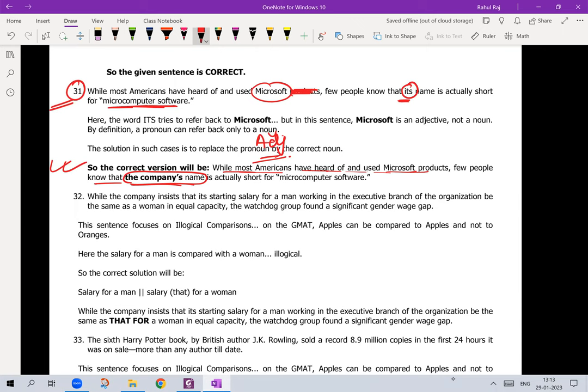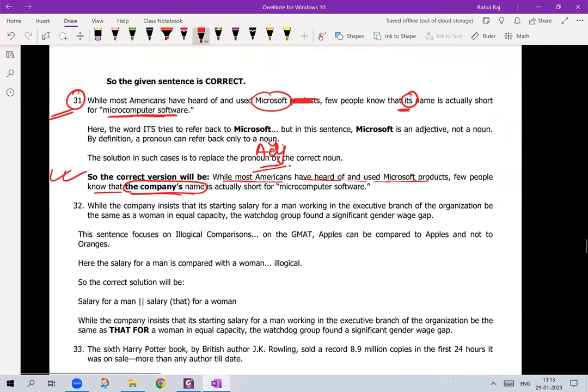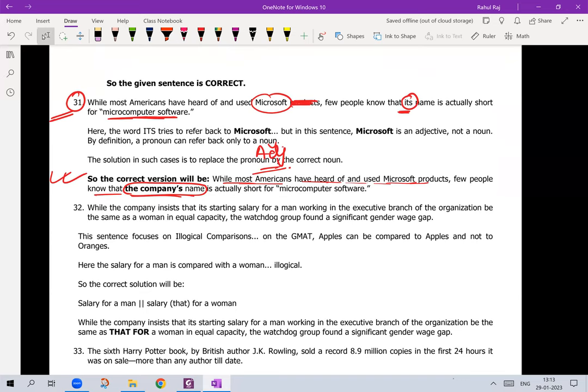Simple. Right? Perfect. So, Rahul, sorry, just one sec. So basically, if you remove Microsoft, it will refer back to products. Then again, the sentence itself will be crap. Yeah, okay. You are the most sure.